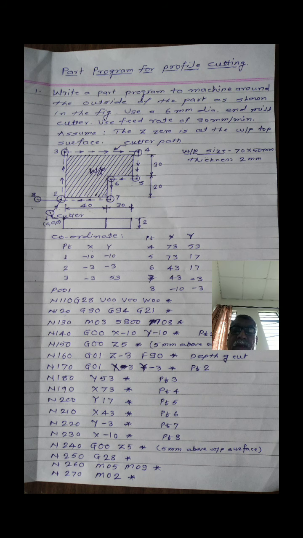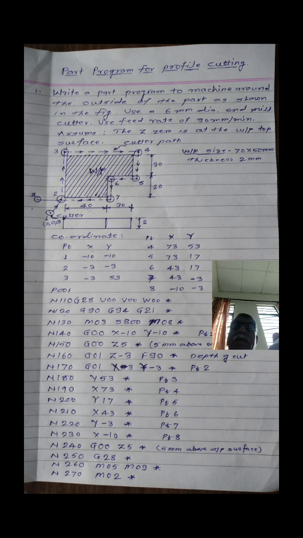Is it okay? After the tool has reached the machine home position, you have to stop the spindle and stop the coolant, that is block number N260, M05, M09, end of the block. And the last block is N270, M02, end of the block. M02 means end of the program. Is it okay? Did you understand?